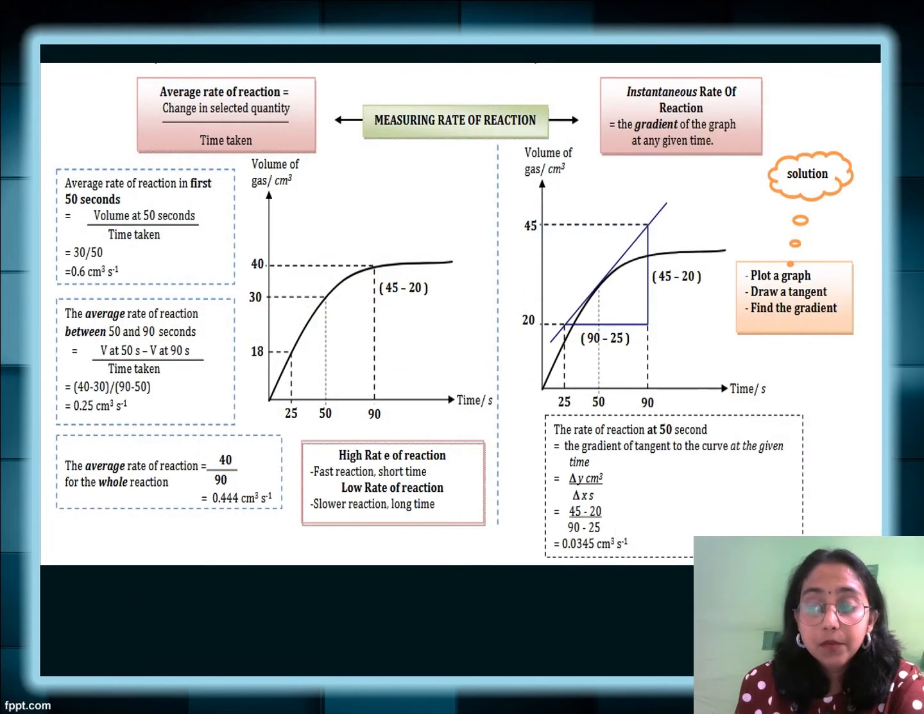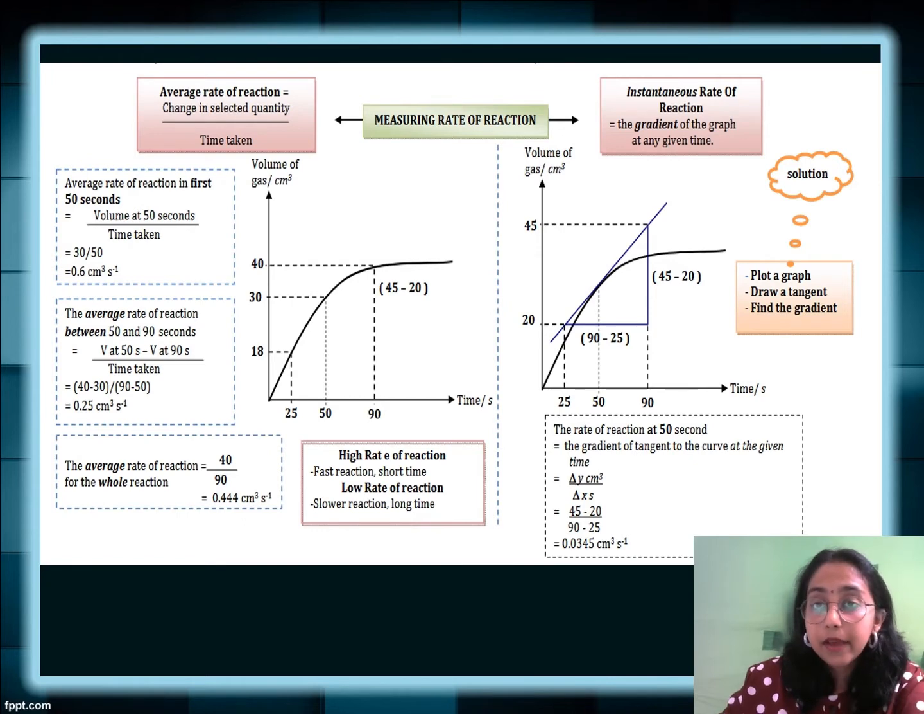Okay, just now we saw the definition for rate of reaction. Now we're going to look at the calculation involved for rate of reaction. As you are all aware, there are two types of calculation involved: one is average rate of reaction, and the other is called instantaneous rate of reaction. The methods for both of these calculations are different, so don't get confused. Okay, now let's look at average rate of reaction first.